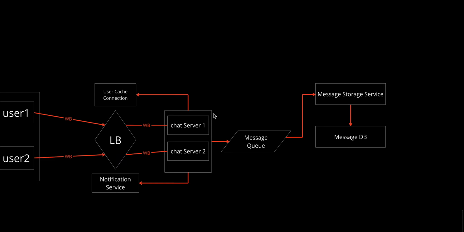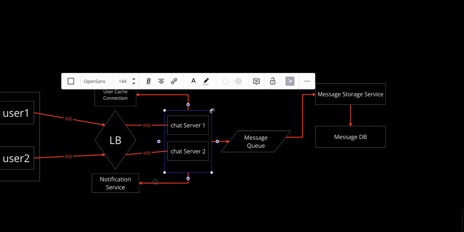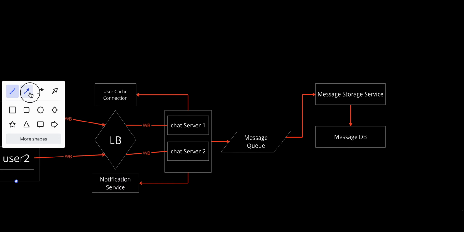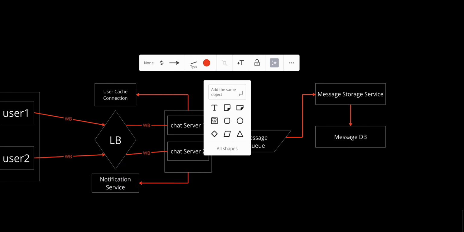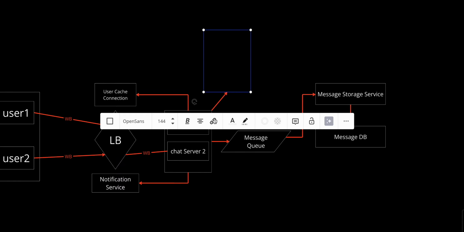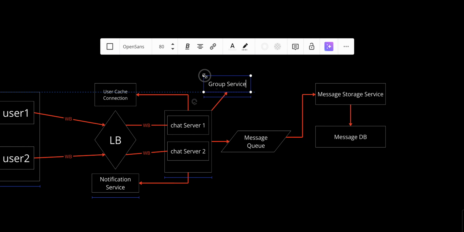So let's just try to add these two things. In the chat server, we can add a group service. I don't know why everything is so big. A group service, and this group service should be connected with a group DB.